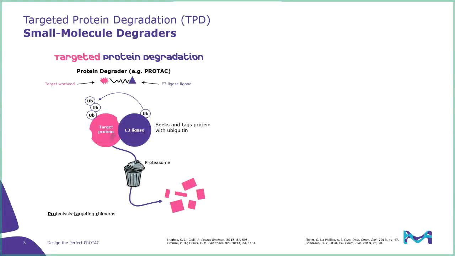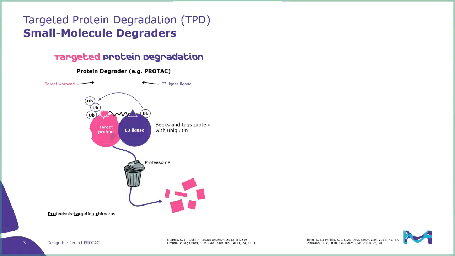These are heterobifunctional molecules that contain a target warhead on one side and an E3 ligase ligand on the other, connected by a cross-linker in the middle. When you add these to the biological system, it anchors that target protein to the E3 ligase, allowing the native cellular machinery to take over. Ubiquitin is added to that target protein and it is degraded down the proteasome.